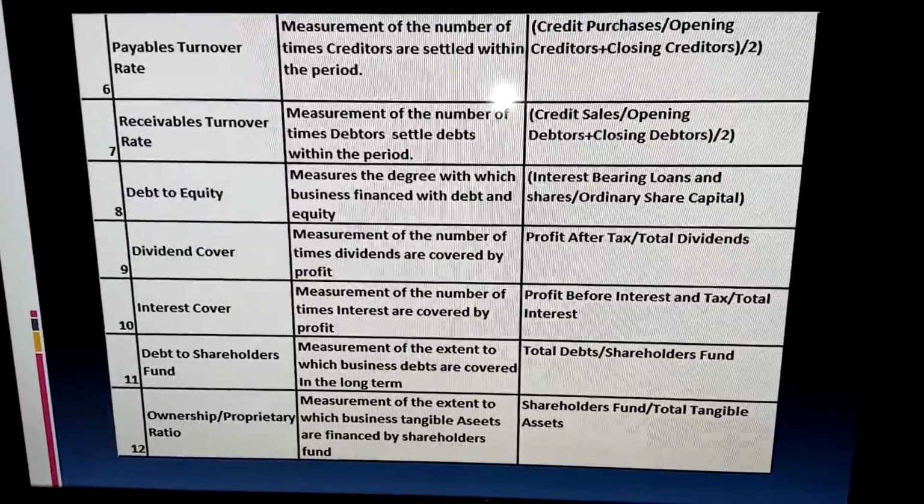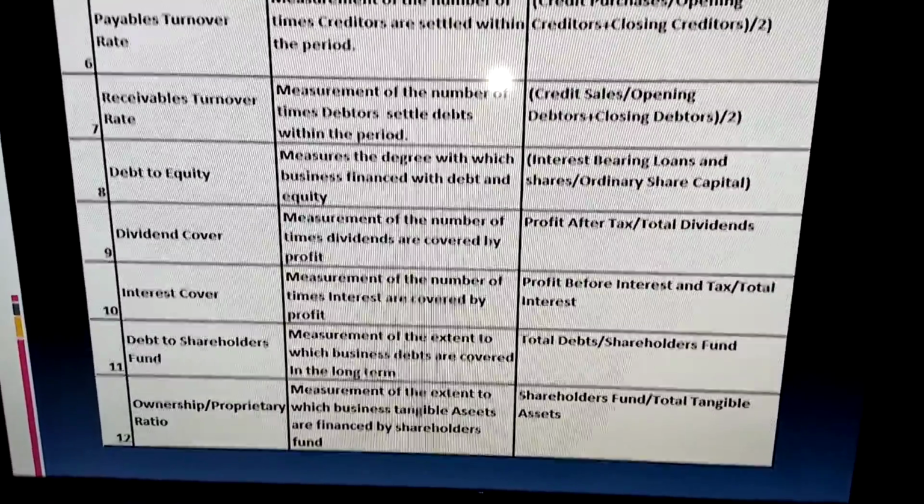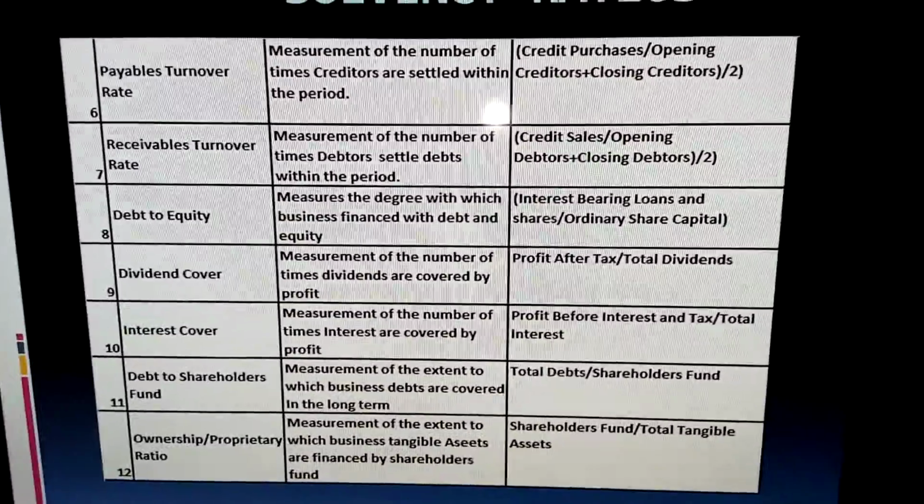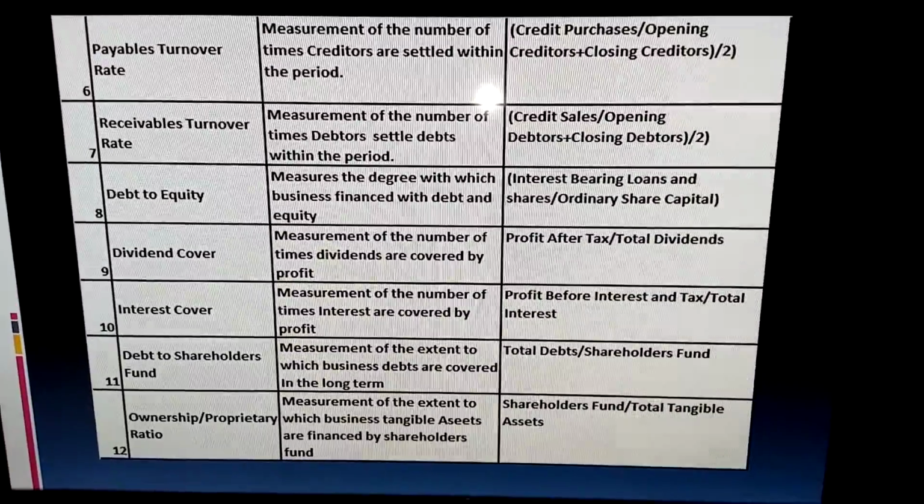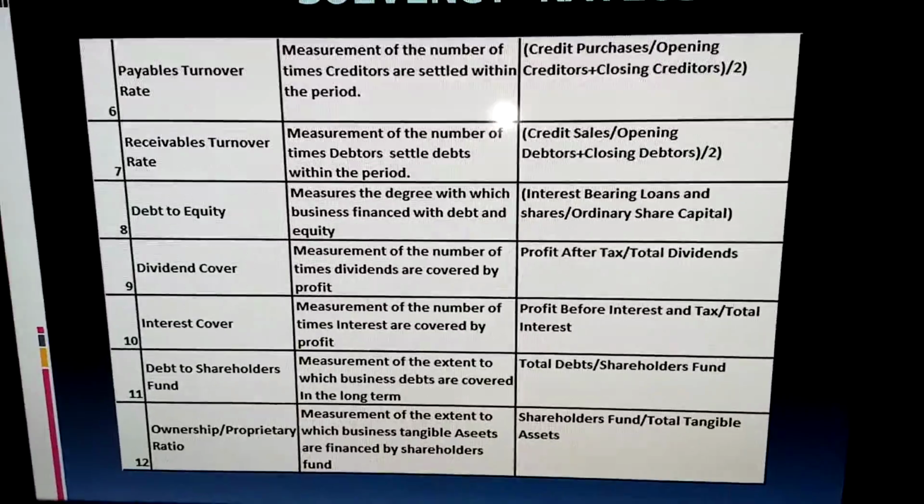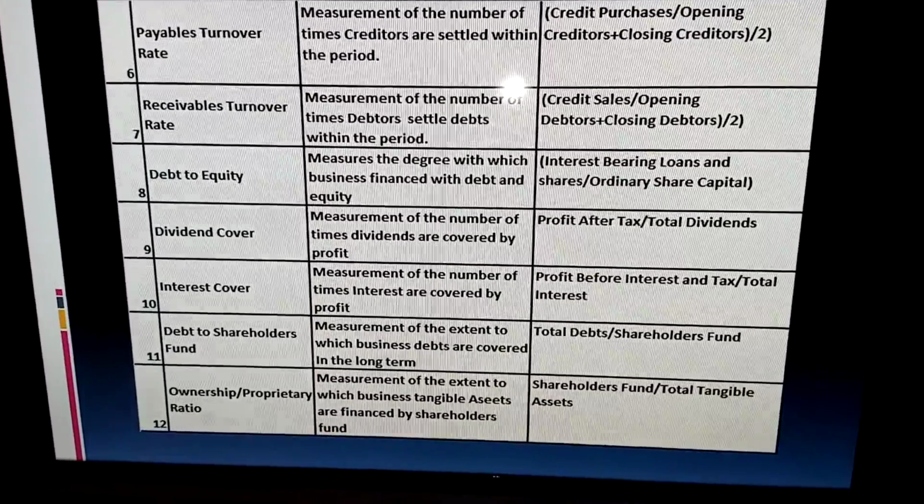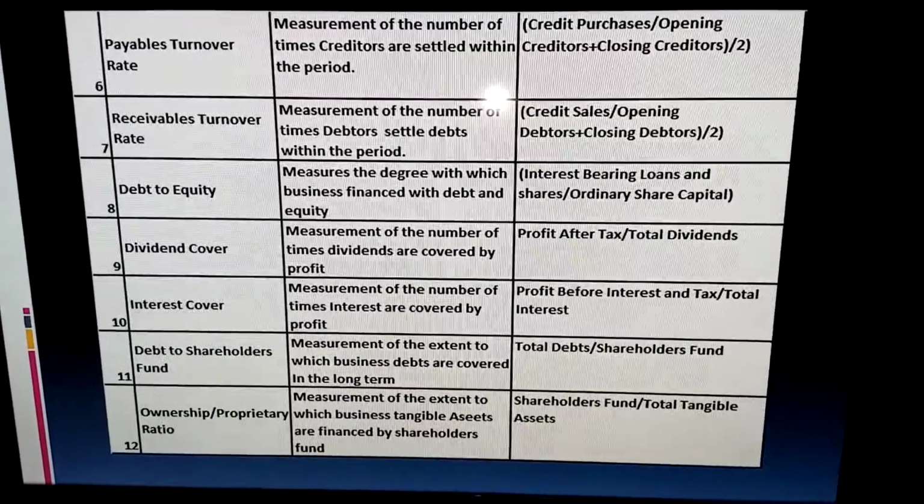I think it makes sense when you have your shareholders' funds comfortably financing your tangible assets. It gives a lot of comfort on the part of the investor. So basically we say shareholders' funds divided by what? Total tangible assets. So these are the solvency ratios in the short term and in the long term.